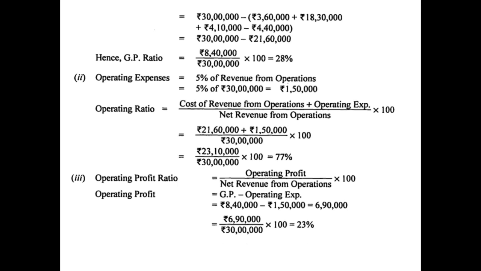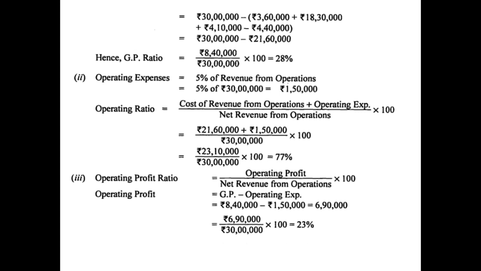Second, you need to calculate the operating ratio, for which you require the operating expenses, because the formula for operating ratio, as you can see, is cost of revenue from operation plus operating expenses upon net revenue from operation into 100. As the question has already said, operating expenses is 5% of the sales or revenue from operation. So 5% of 30 lakh will be 1,50,000. That means your operating expenses is equal to 1,50,000. And cost of RFO we have already calculated while calculating the gross profit as 21,60,000.